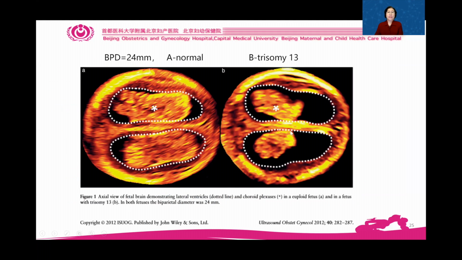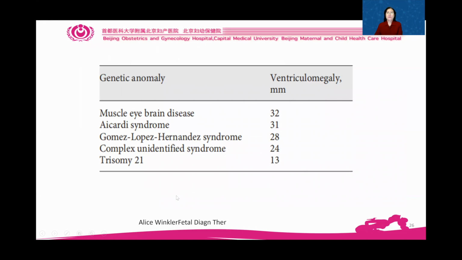Look at the two cases. A is normal and B is trisomy 13. BPD is the same, 24 millimeters. So the measurement is very important. Also, ventriculomegaly is associated with genetic anomalies: trisomy 21, trisomy 13, and Arnold-Chiari syndrome.